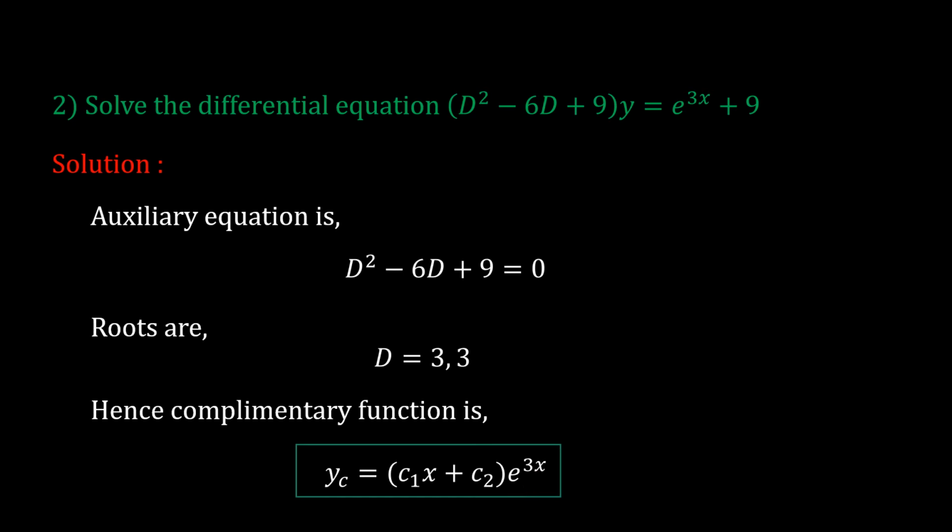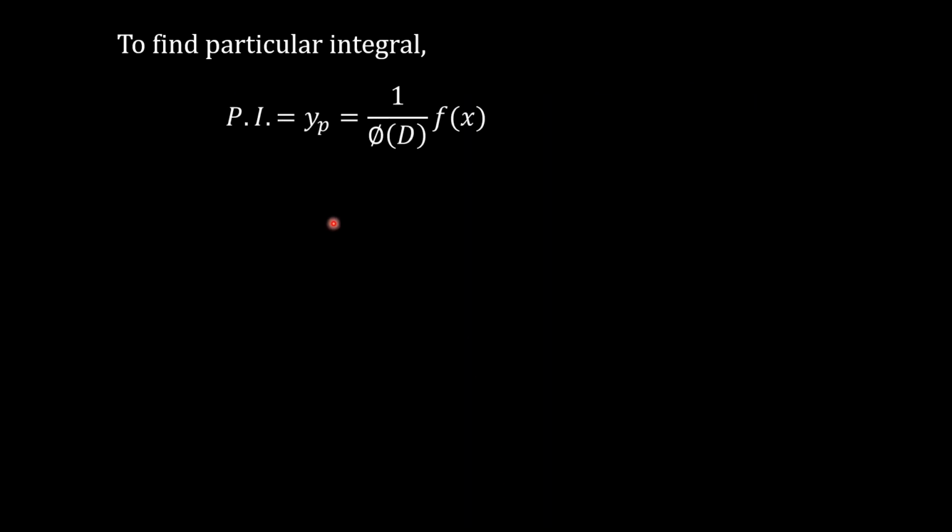Now we obtain particular integral. General formula is 1/phi(D) f(x). Phi(D) is D^2 - 6D + 9 and f(x) is e^(3x) + 9, the right hand side function in the given non-homogeneous differential equation. As there are two terms in the given function, we will operate this operator separately on each of these two terms.